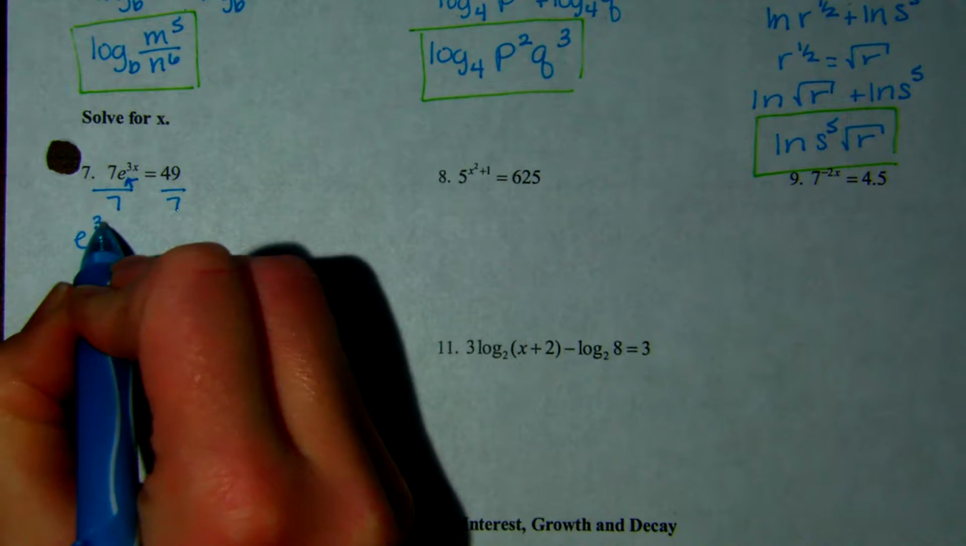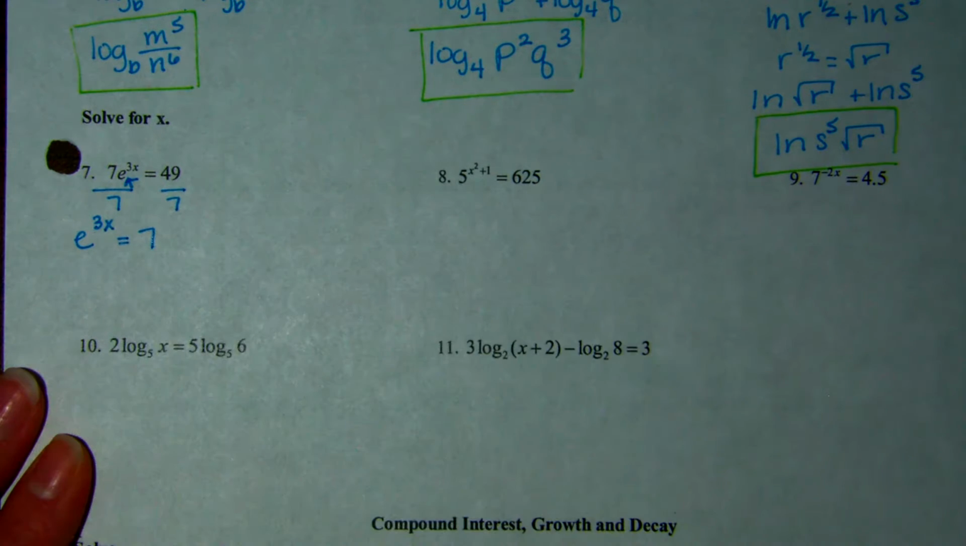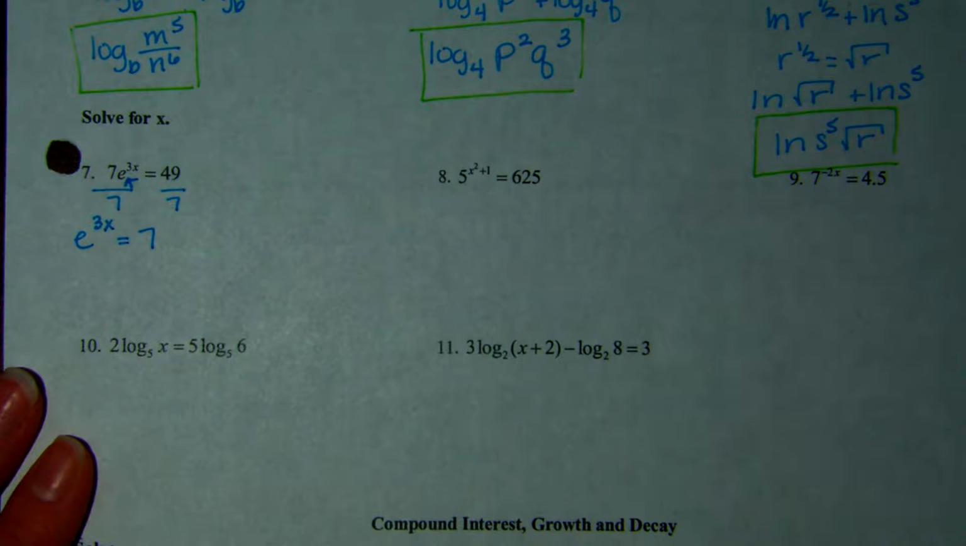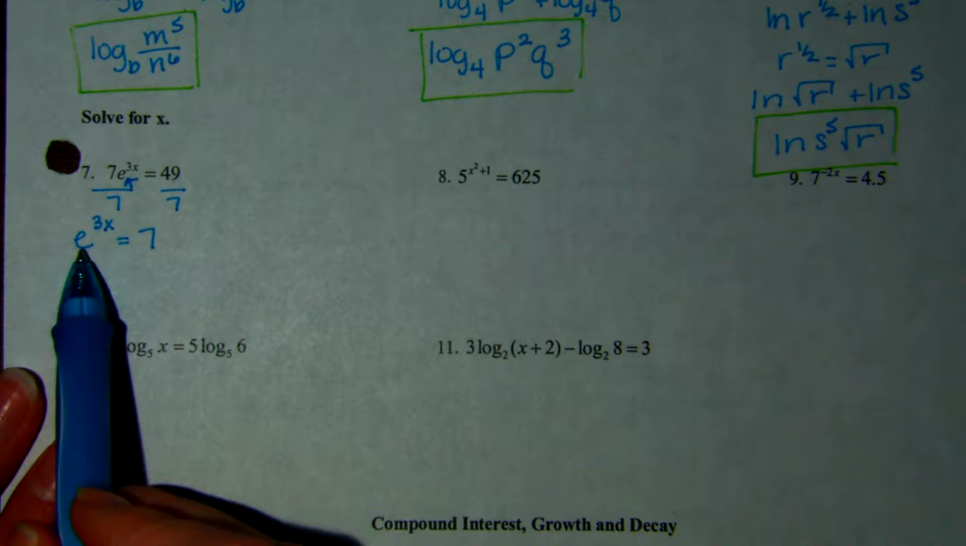And so I get e to the 3x is equal to 7. 49 divided by 7 is 7. And then you take the log of both sides with the base of whatever this number right here is. This is my base on my exponential term.